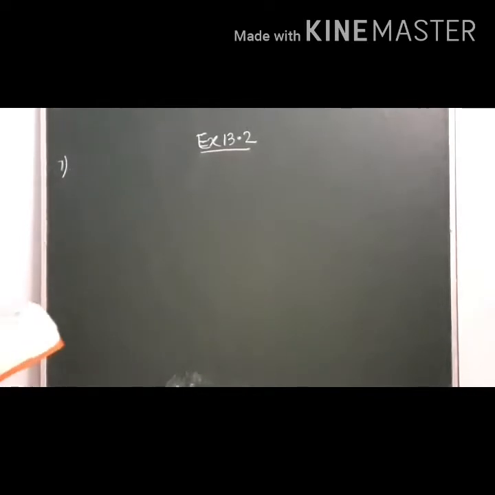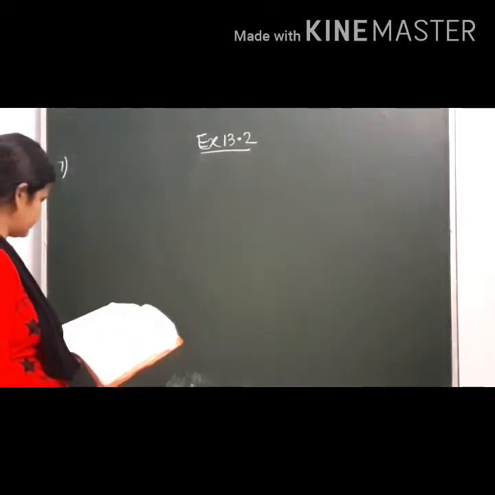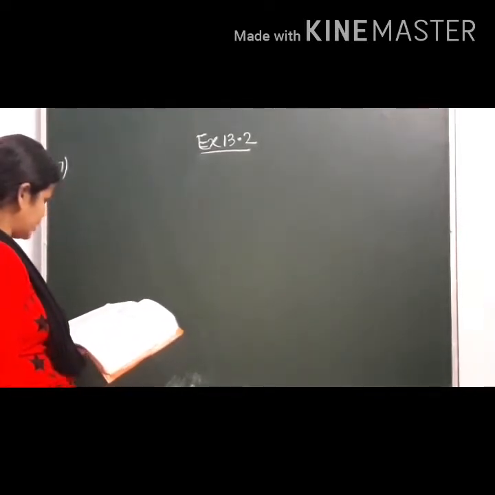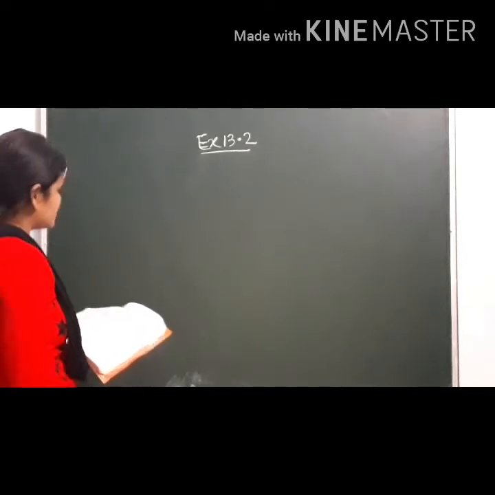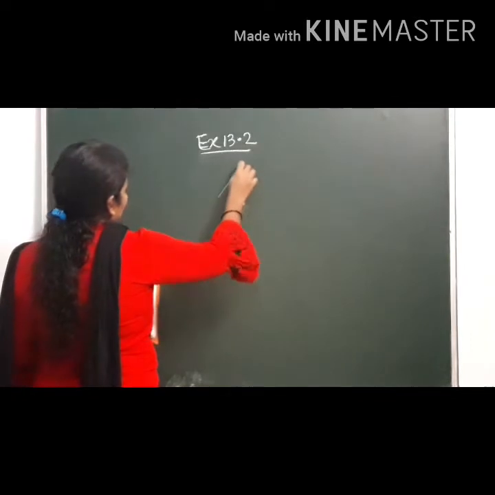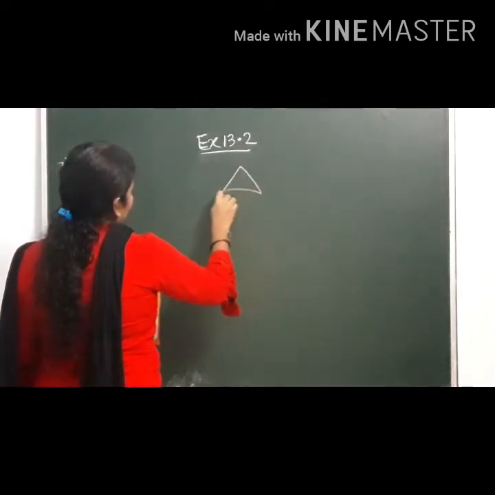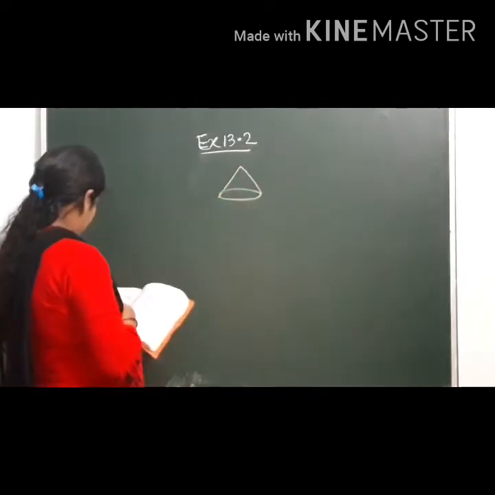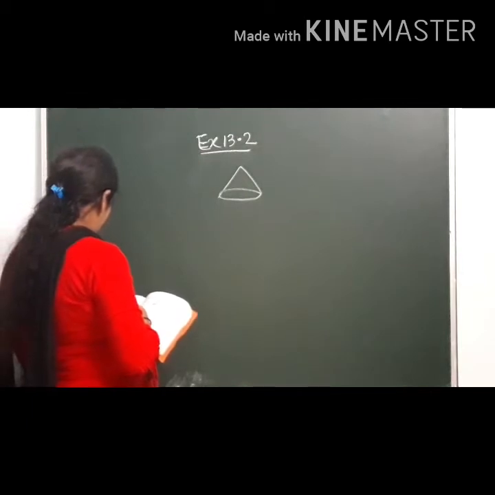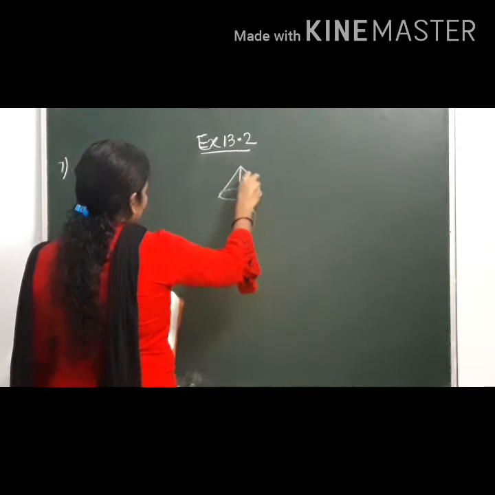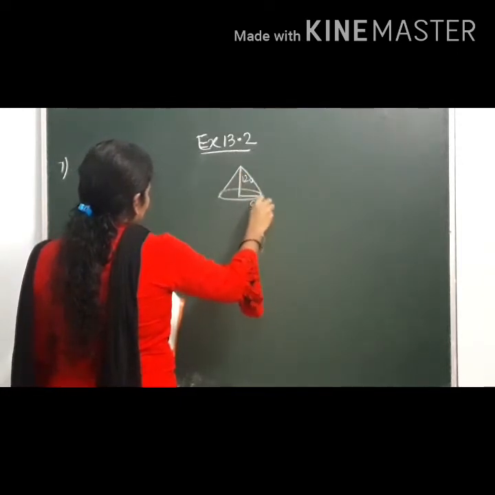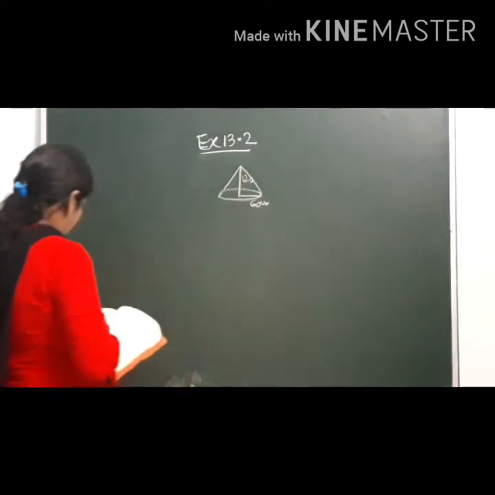So question number 7 of exercise 13.2. What is given? A solid consisting of a right circular cone of height 120 centimeter and radius 60 centimeter. What is the height given here? 120 centimeter. This is the 120 centimeter and this is the 60 centimeter radius.